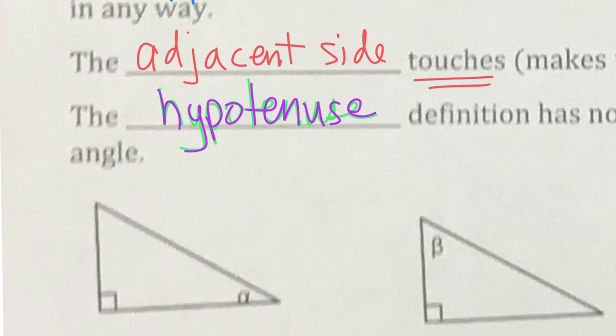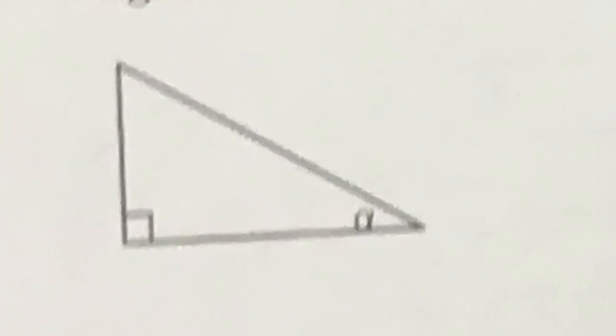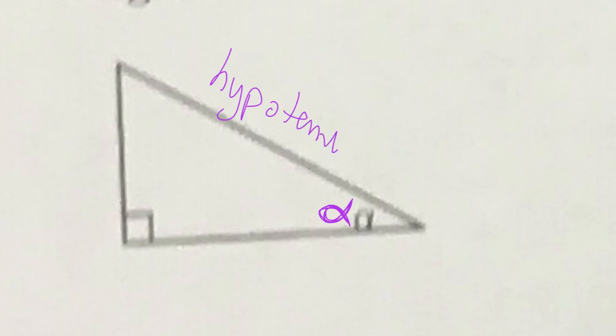So let's see if we can name these sides. Here is our triangle. This is your reference angle, the angle alpha. So for this reference angle alpha, which one of these 3 sides is the hypotenuse? Hopefully you are saying this side in your head. The hypotenuse is, of course, across from the 90-degree angle. And what side is your adjacent side? Hopefully you're saying this one down here.